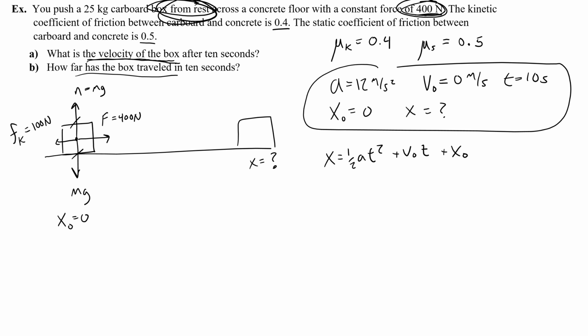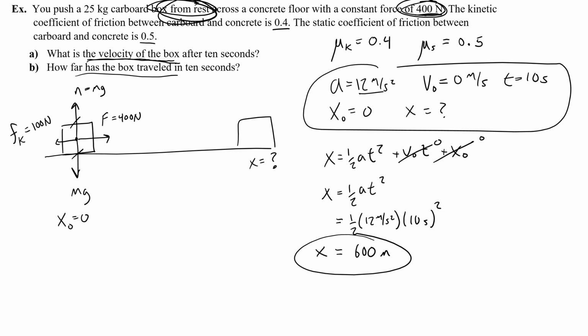The initial position, x naught, is 0, so I get rid of that. The initial velocity is 0, so I'll get rid of this term. And now my equation simply becomes x, the distance forward, is half the acceleration times time squared. So half of my acceleration, which I found before, 12 meters per second squared, times 10 seconds squared. Or half of 12, which is 6, times 100, right? Because 10 times 10 is 100. So that is 600 meters.